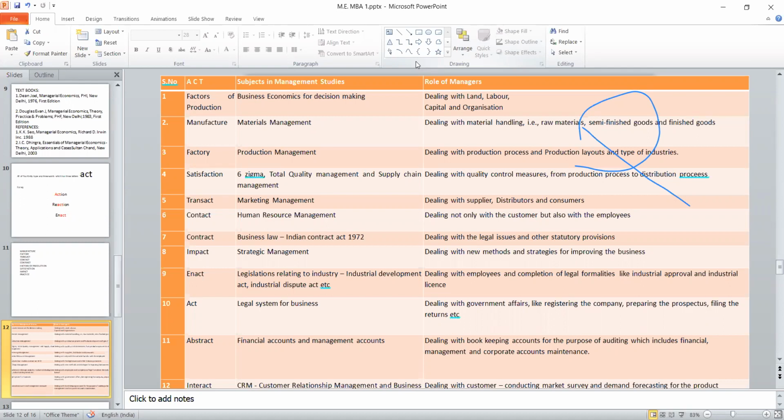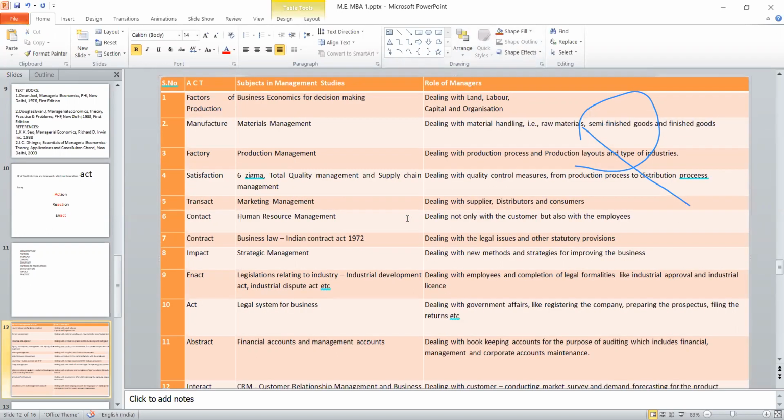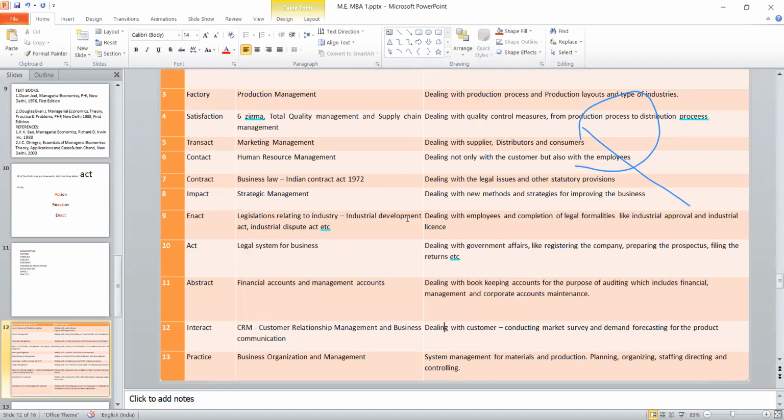For that, we are studying two subjects called financial accounts and management accounts. It is nothing but bookkeeping accounts for the purpose of auditing, which include both financial and management. Even corporate accounts will be here on an elective basis. And for all these things, we need an interaction called customer relationship management. These 12 words should be practiced here also. Business organization is practice. So the scope of managerial economics has 13 keywords.